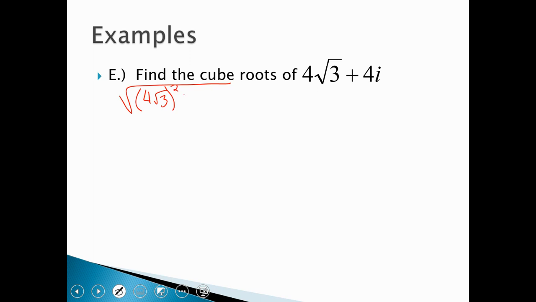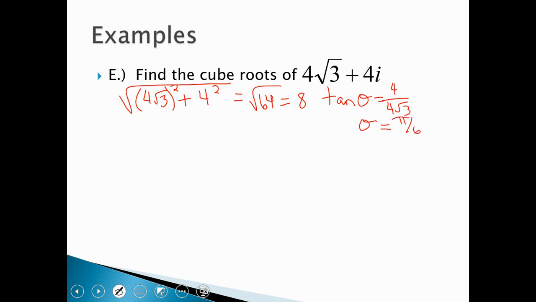We're changing these into polar form first, which is equal to the square root of 64. So 4 squared times 3. So 4 squared is 16 times 3 is 48 plus 16 is 64. So that's 8. We would also need our angle. So the tangent of theta equals 4 over 4 square root of 3. That angle would be pi over 6.